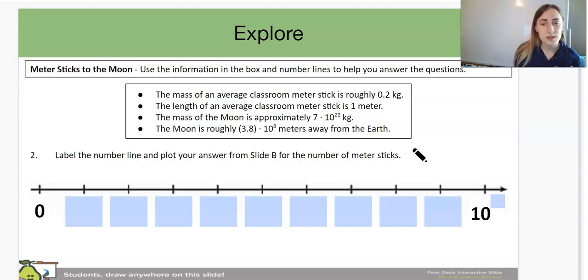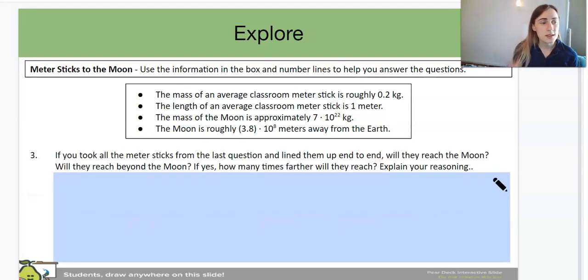On slide C, you're going to use the information on the box and number lines to help you answer this question. You already have an answer now, so you're going to label the number line and plot your answer from slide B for the number of meter sticks. Once you've plotted your answer on slide C, we'll move on to slide D. And you can see on slide D, we have all of the same information. The new thing on slide D is that we have a different question.